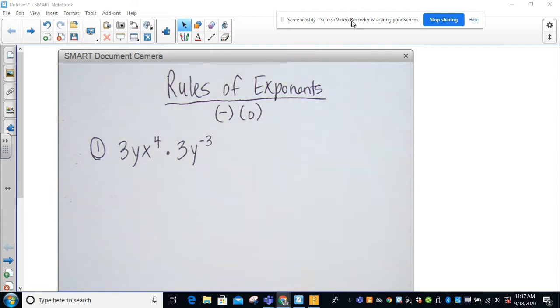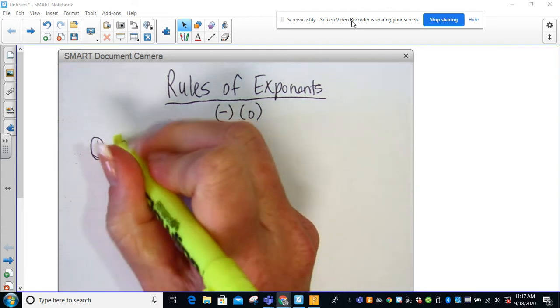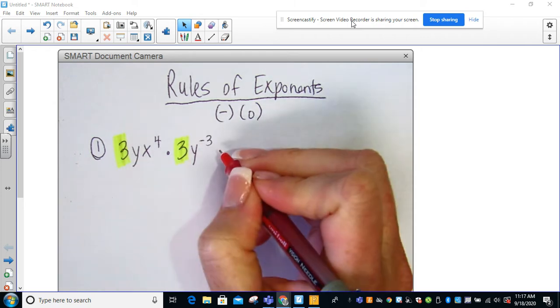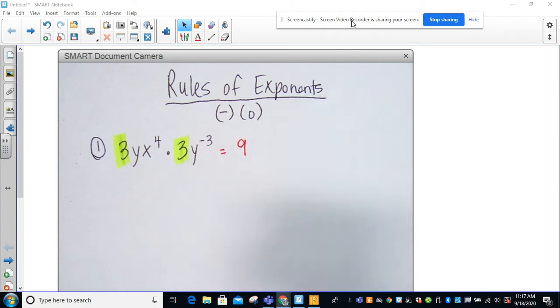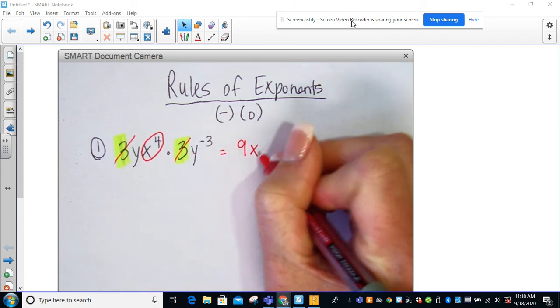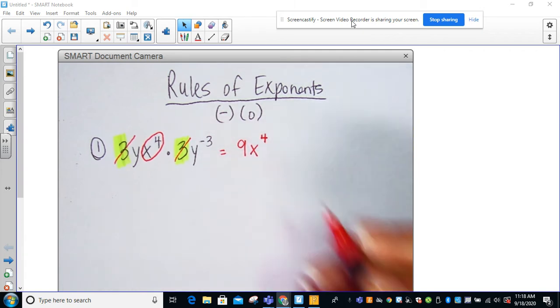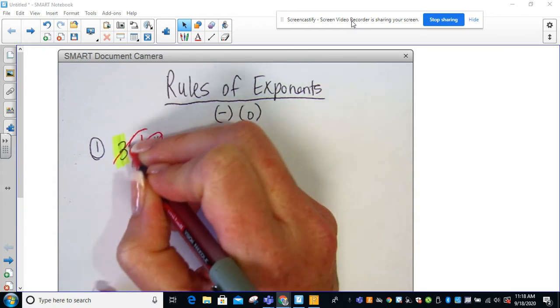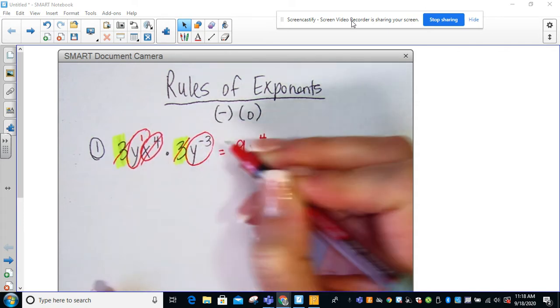So some things to notice here. First of all, try to get in the habit of recognizing your coefficients first and treating them like plain numbers. So 3 times 3 would be 9. So now those are gone. Sometimes it's easy to mark these off. So now let's look at your x's. This is the only x that I have. And so since it's positive, I'm going to keep it on the top. And now it's gone. And now this y has an exponent of 1 when there's not one there.